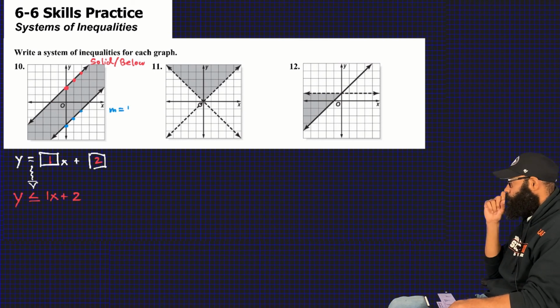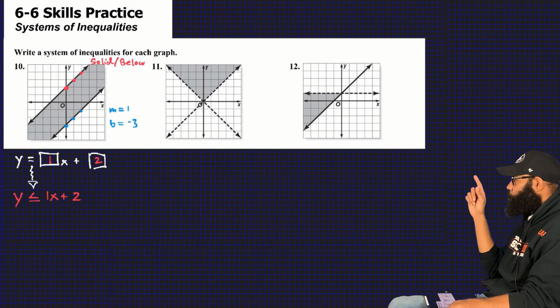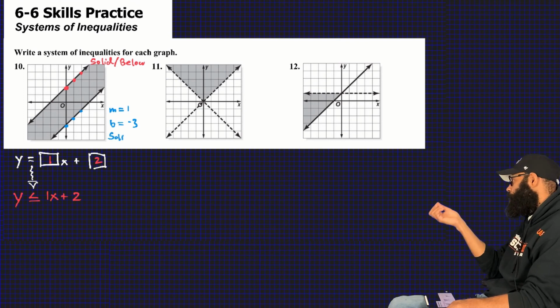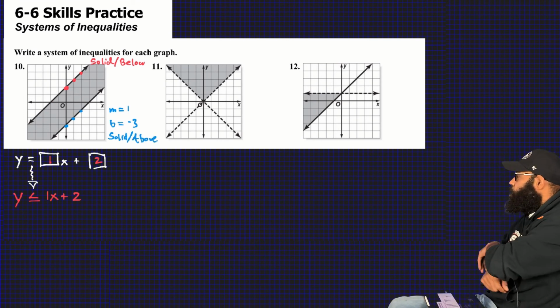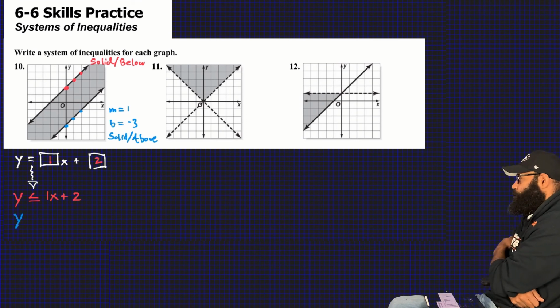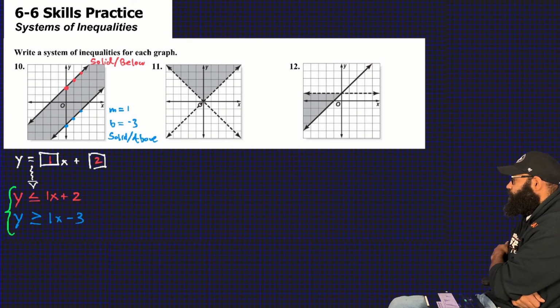So on the second one, where did it begin? How did it move? Well, same thing, went up 1 to the right 1, so my slope was 1, and also it started at -3. So y equals 1x minus 3, but it's not equal, it's an inequality. So it's a solid line and it's shaded above. So that's got to be greater than with the equal to. And that's all there, guys. Boom, bang, pow. And that's just my way of showing there's my new system of inequalities.